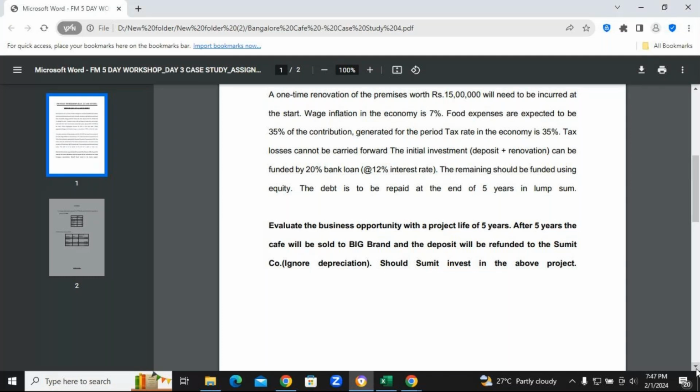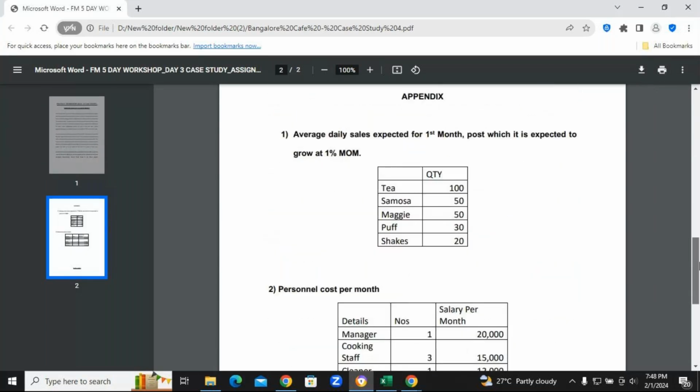So if the values are coming in positive, he can definitely make the investment. If the values are coming in negative, then he should not make the investment. So for the 5 years, how are we going to use this financial modeling to check whether he will be in profit or in loss if he starts the business? Okay, so what are the other expenses and other things given here.